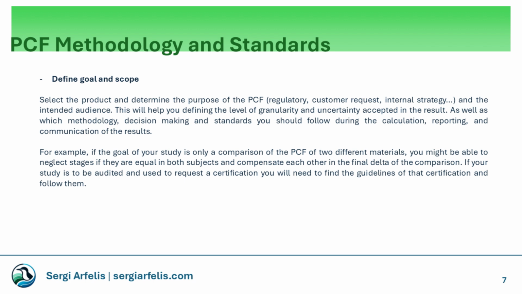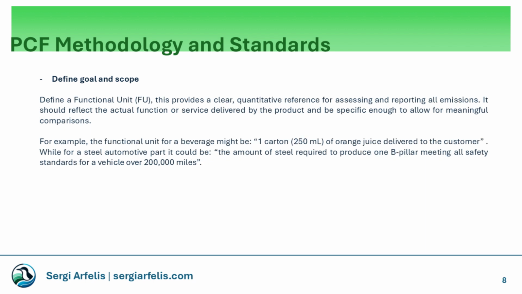It's also important to identify the intended audience for your results, as this will help you decide the level of detail and the standards you need to follow. Next, define the functional unit. The functional unit is a precise, quantitative reference that describes the function or service provided by your product. For example, it could be 1 kilogram of plastic compound delivered to the customer, or 1 carton of orange juice ready for consumption. This allows for meaningful comparisons and ensures all emissions are reported on a consistent basis.